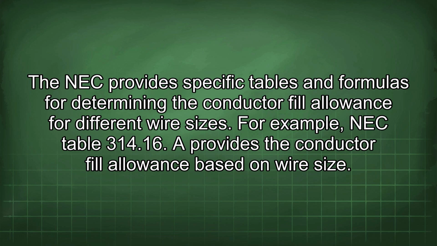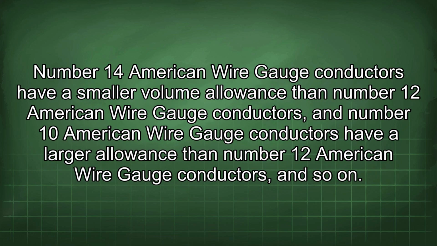For example, NEC Table 314.16 provides the conductor fill allowance based on wire size. Number 14 American wire gauge conductors have a smaller volume allowance than number 12 American wire gauge conductors, and number 10 American wire gauge conductors have a larger allowance than number 12 American wire gauge conductors, and so on.